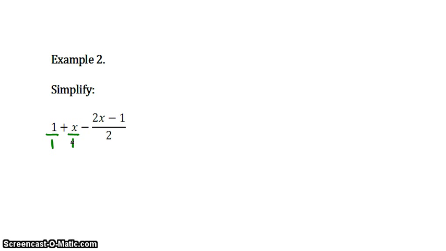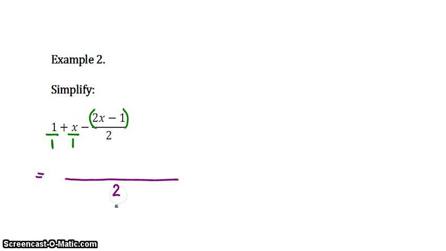So I would put in those 1s, and I'd immediately put in my brackets at the top there so I don't make a silly mistake. Now it's a lot easier for me to find a lowest common denominator. So what's the smallest number that 1 can go into and 2 can go into?